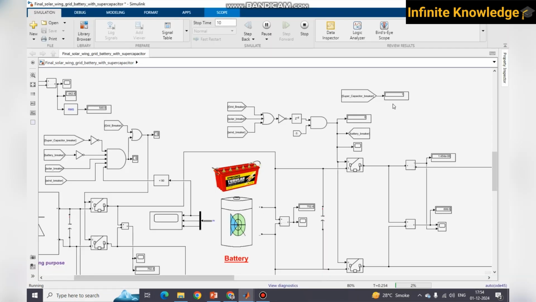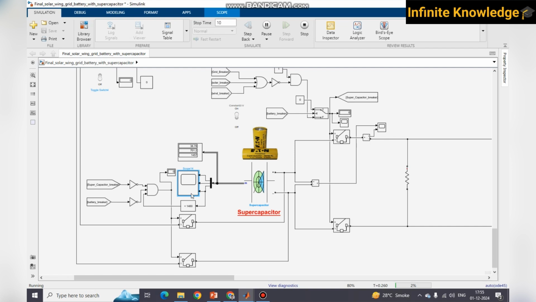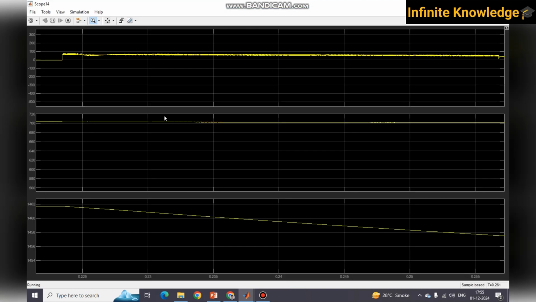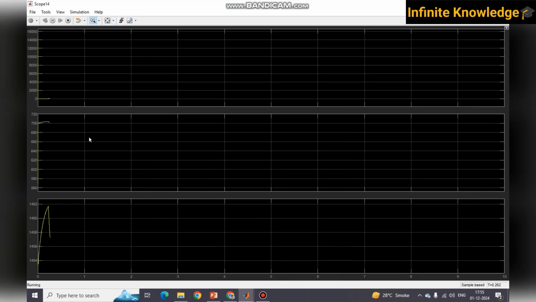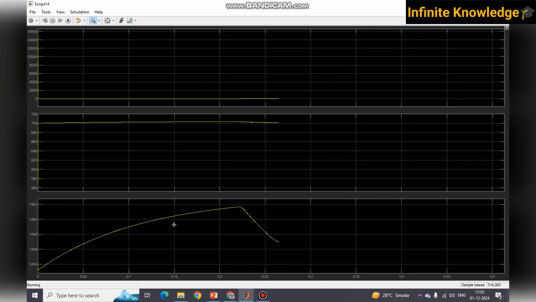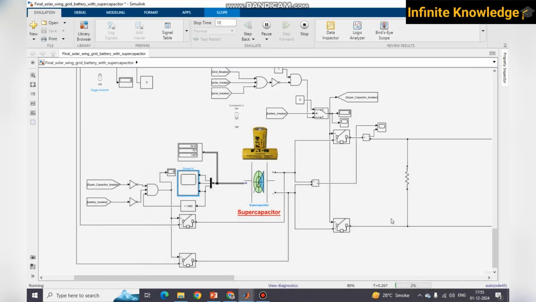After some time, the supercapacitor breaker will go off and the battery will come on, and the load is totally fed by the battery. Okay, you can see supercapacitor breaker off, battery breaker on. The supercapacitor is totally isolated. Right? Yes, you can see a sudden discharge, and then it comes to a stable condition because it is isolated.